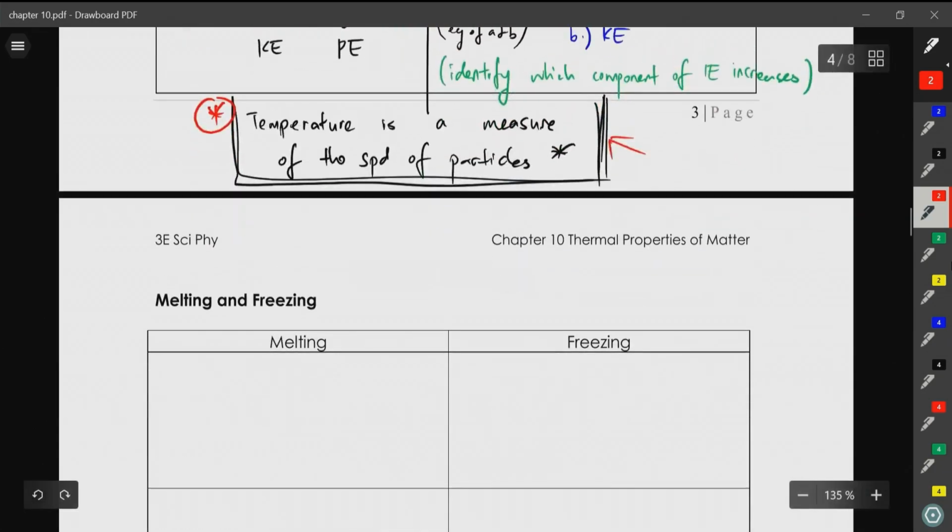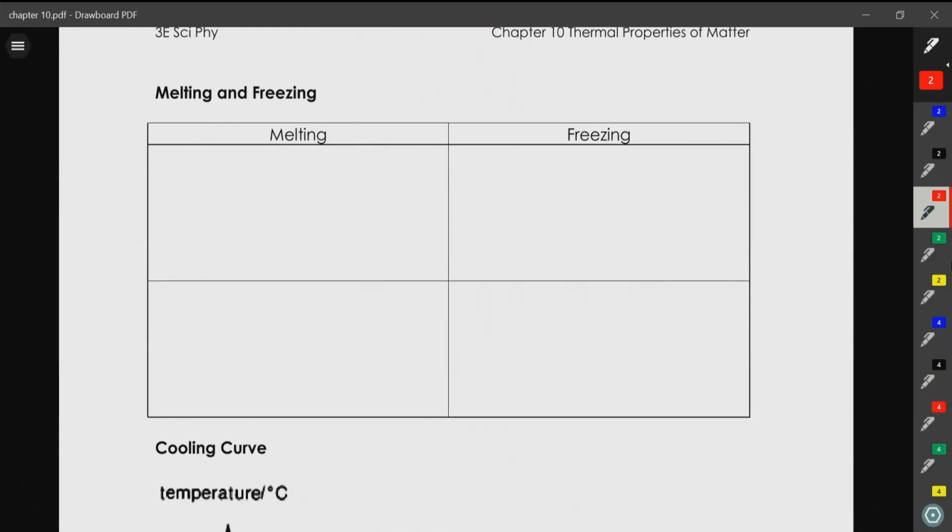Now we talk about melting and freezing. What's melting and what's freezing? I think everyone by now should know. Melting is a process when a substance. Both of them talk about a process. So I'm just going to write here: a process when a substance.